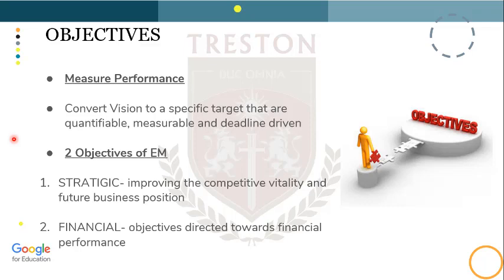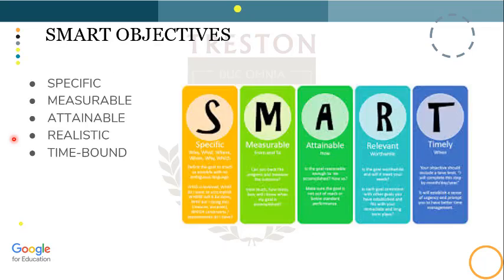I want to earn 1 million with this event. Strategic means improving the competitive vitality and future of business position. This event is intended for brand awareness so that a lot of people will know my brand. So that's a strategic objective.